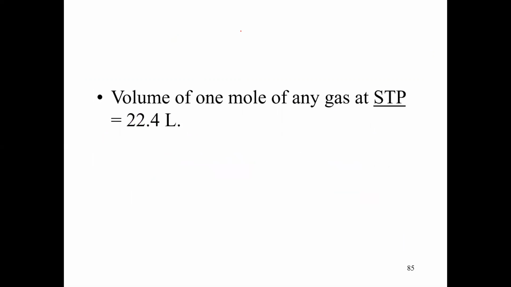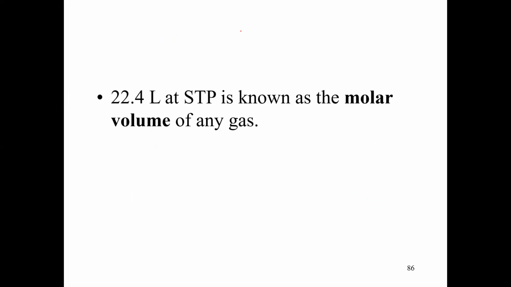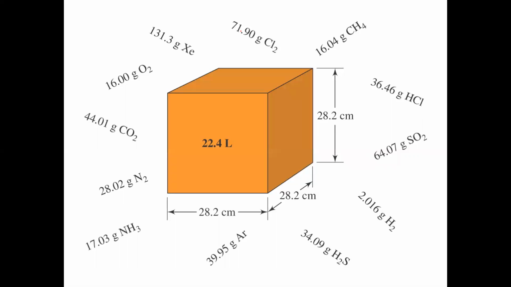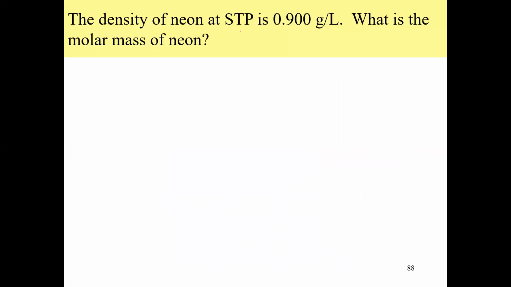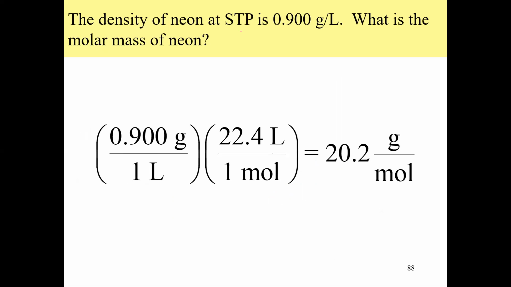Molar mass and volume relationships: the volume of one mole of any gas is 22.4 liters. And that is called the molar volume at STP. At STP, 22.4 liters for one mole of any gas. That's an approximate value. The density of neon at STP is 0.9 grams per liter. What is its molar mass? Well, then you can plug into the equation and determine what its molar mass is.